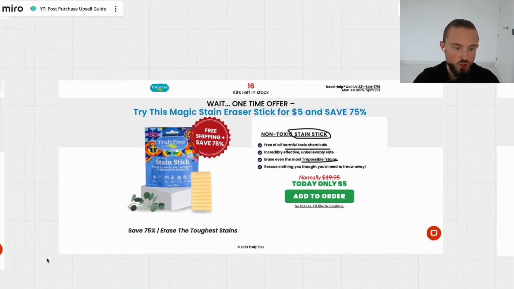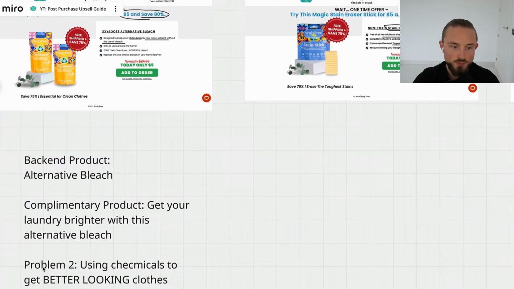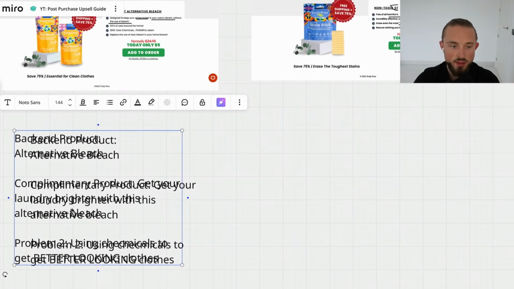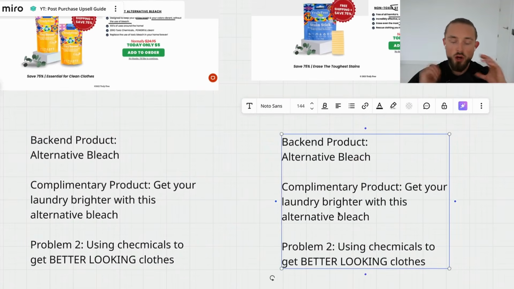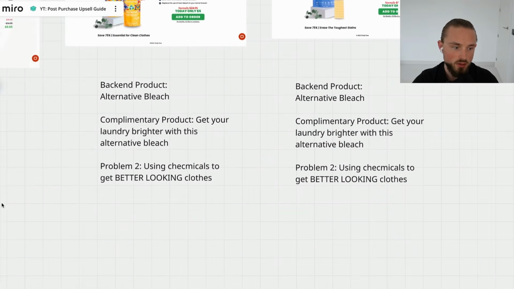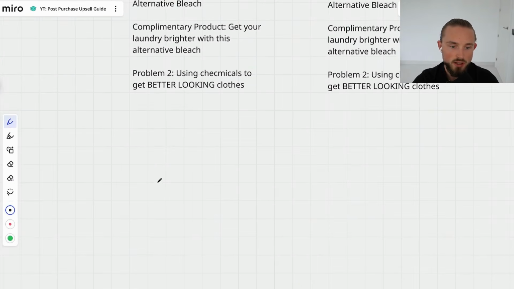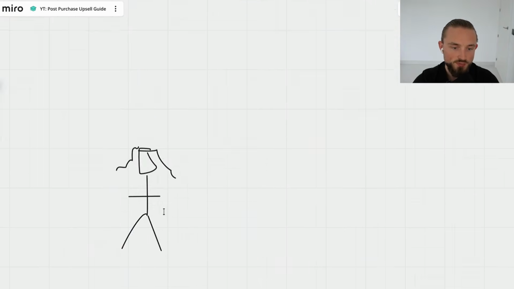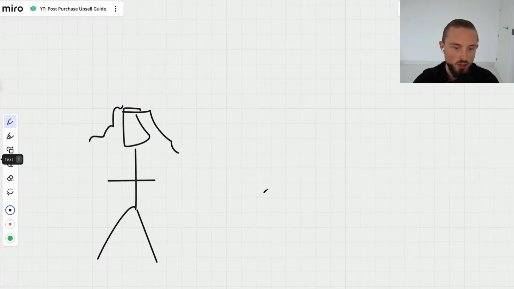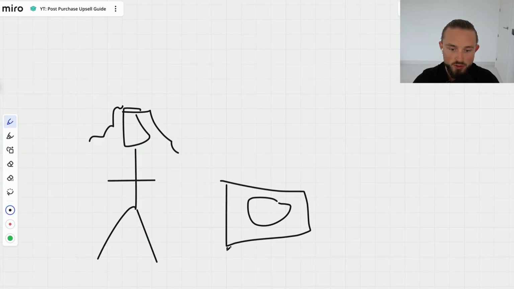So this is also a super interesting one, because if you think about it, this is another complementary product around the problems that they have, right? So let's talk about this for a second. Let's just think about the mother here. Let's just say, excuse my drawing skills. This is the mother, right? Now, the mother, she is doing laundry right now. Let's draw a laundry machine. Wow, I'm getting better at drawing with every drawing I do. So this is the mother.